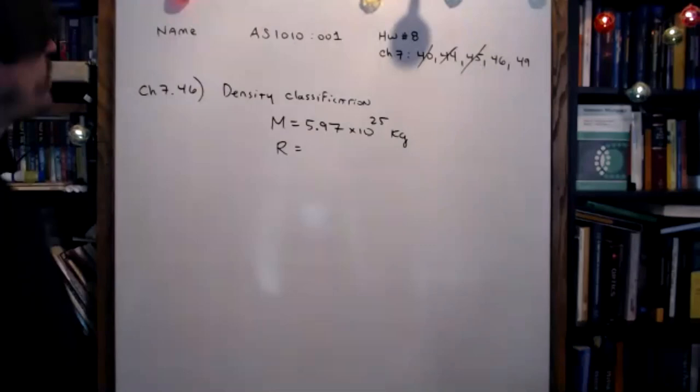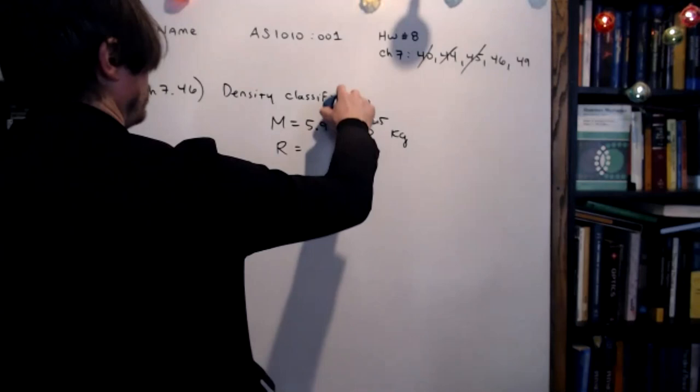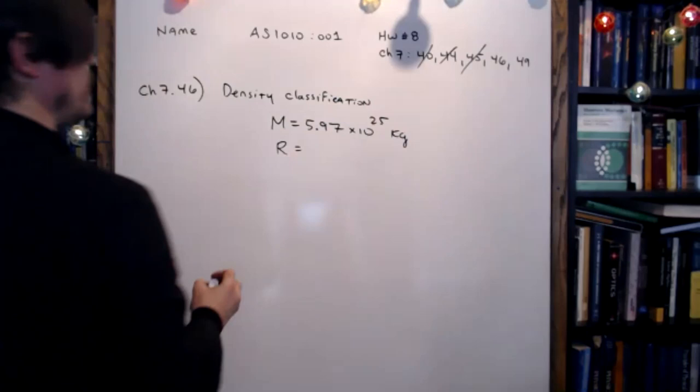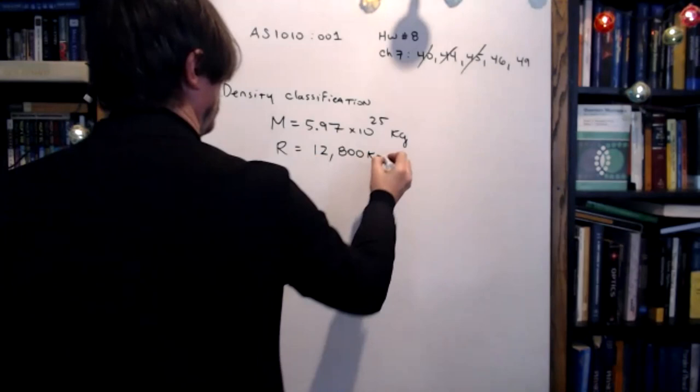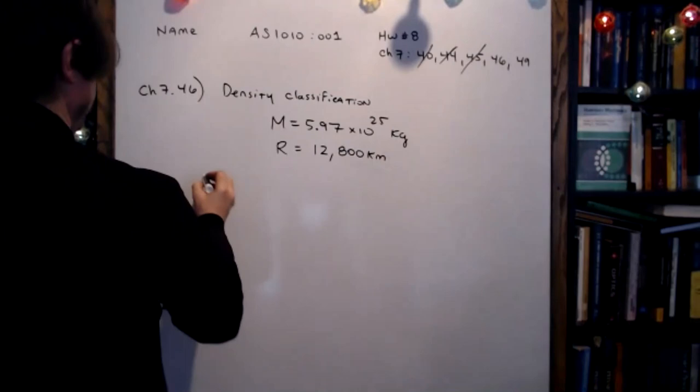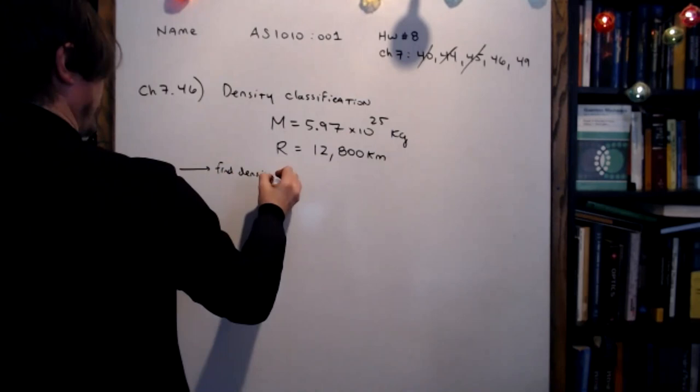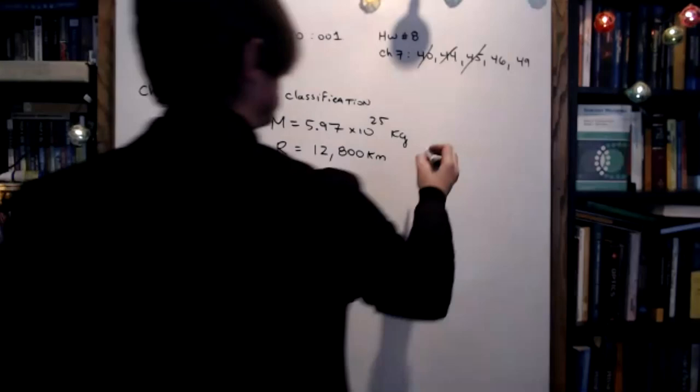Yes, so the hypothetical planet in our solar system has a mass of 5.97 times 10 to the 25th kilograms and a radius of 12,800 kilometers. Okay, so I can't remember how we do this. We have to find the density. Dimensional analysis first. And what do we want to convert? Kilograms into grams and kilometers into centimeters.